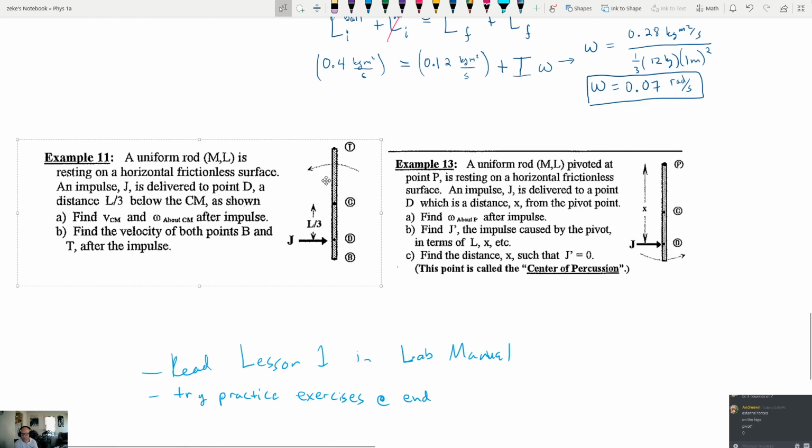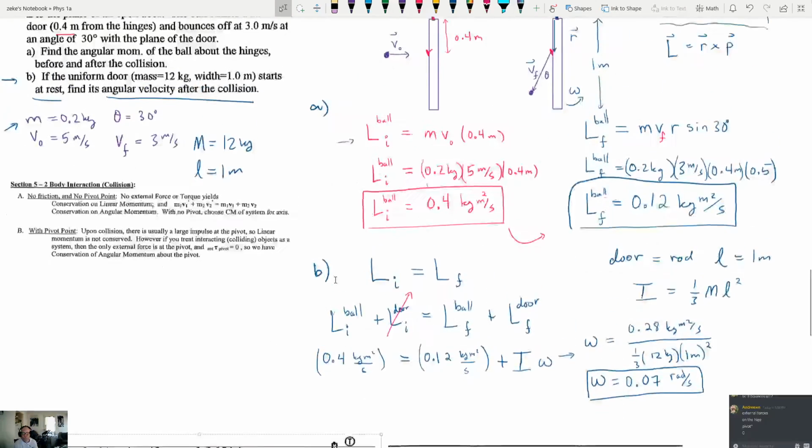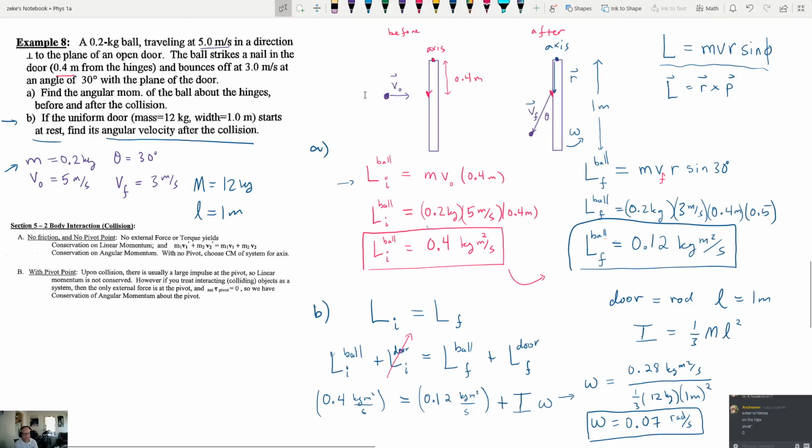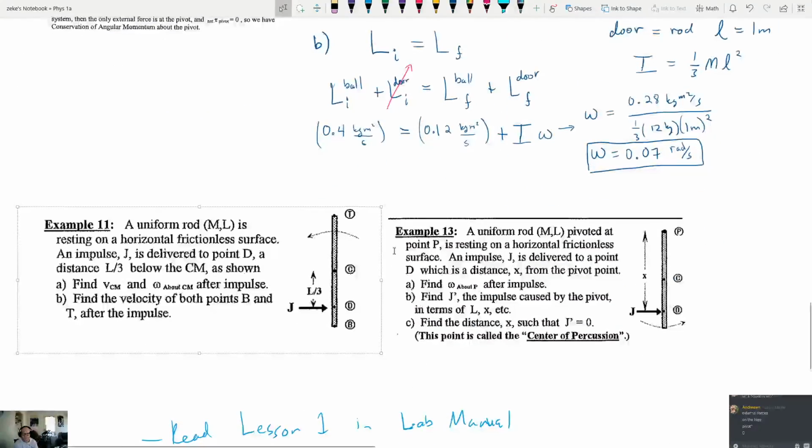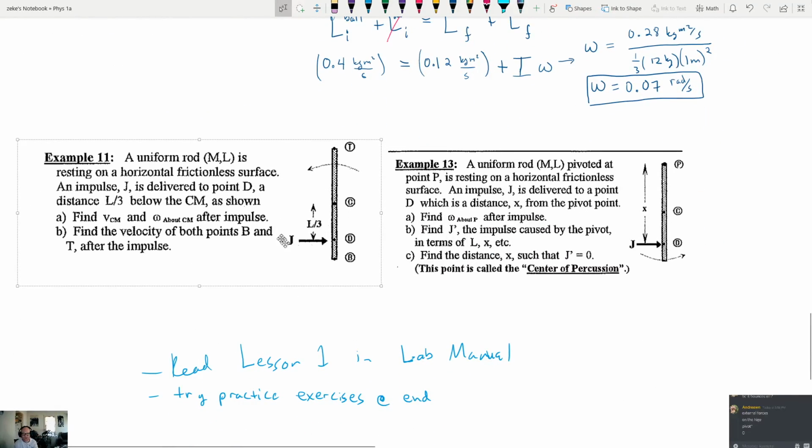Right here. So the rod is on a frictionless surface, right? A distance of L/3 below the center of mass as shown. We want to find the velocity of the center of mass and the angular velocity of the center of mass after the impulse. So what's different about this problem? The main thing that's different is, in the problems that we did before, there was always a ball that hit an object. In this problem, that's no longer the case. There's just a linear impulse, so an impulse J is delivered at point D.